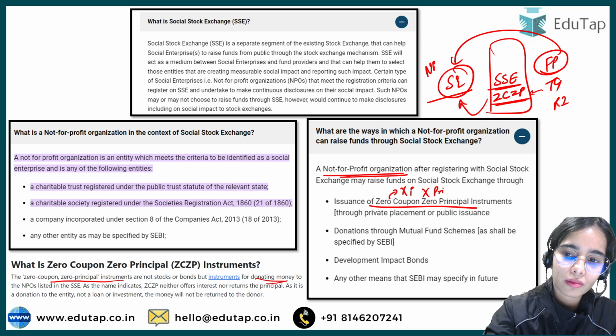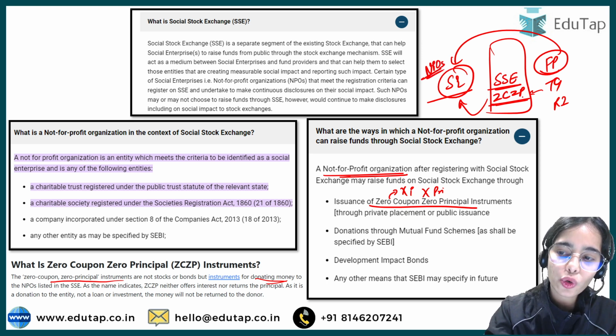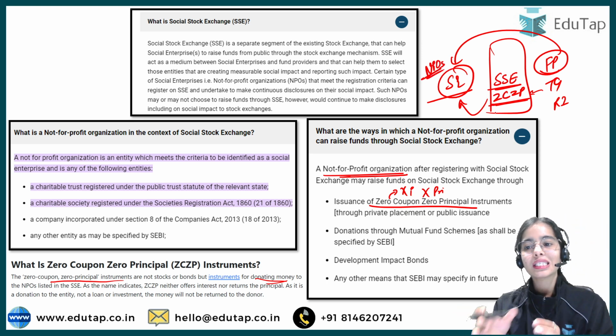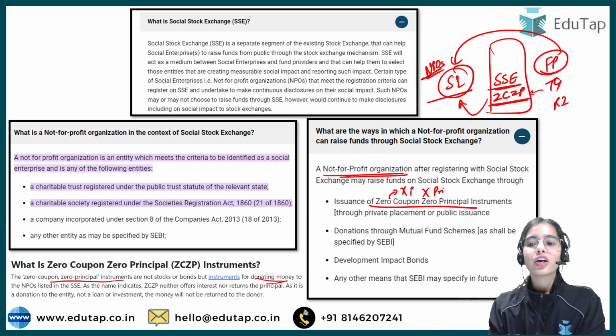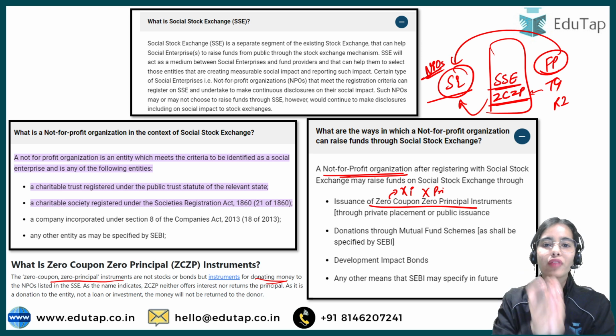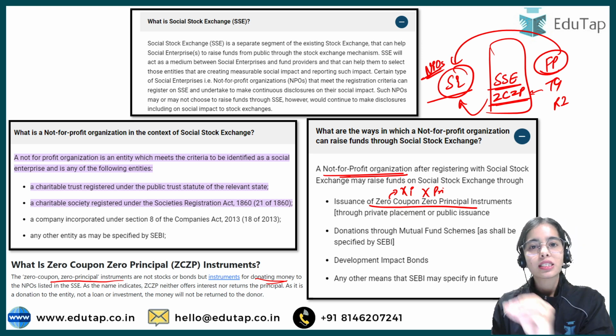They are the zero coupon, zero principal instruments. They are the instruments through which the fund provider can provide the donations, can provide the money to the NPOs that are registered in the SSC.